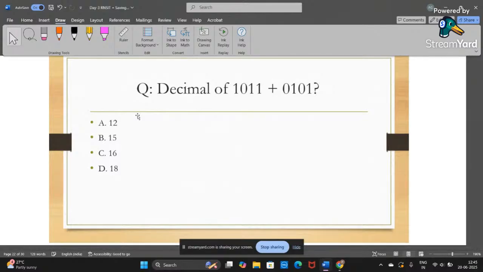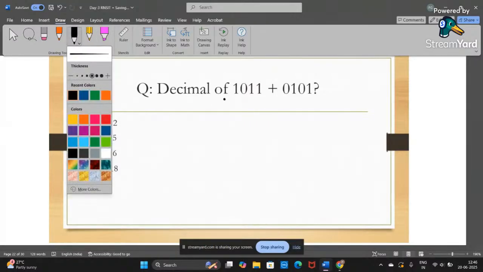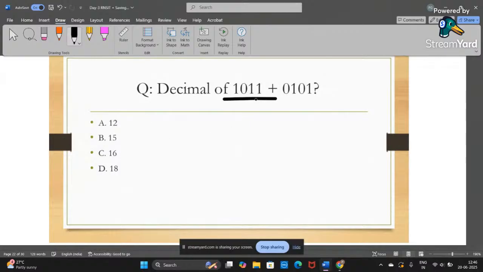Decimal of 1011 plus 0101. First, we need to convert this to decimal. Now they are in binary form. This should be converted to decimal. First, let us find the value of this. 1 into 2 power 0. You have to start with 0 place value.